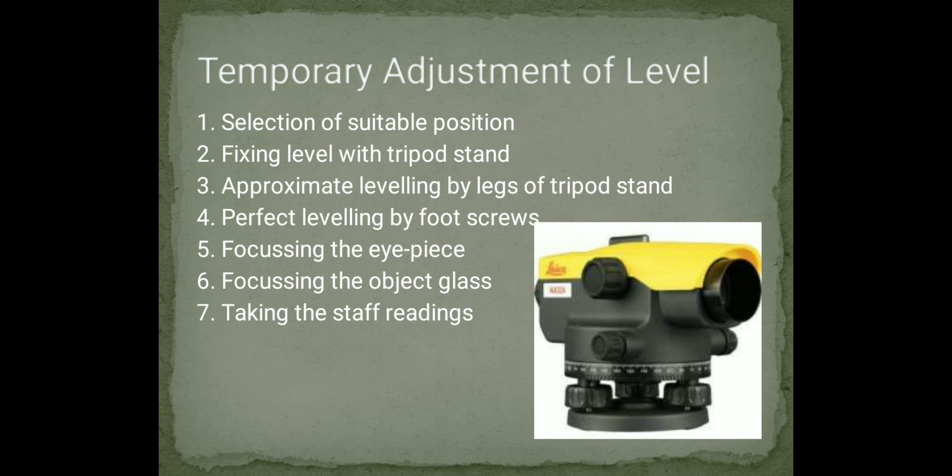What are the temporary adjustments of the level? First, we should select a suitable position. Then, fixing the level with the tripod stand. Next, approximate leveling by the legs of the tripod stand. After that, perfect leveling by the foot screws. Then, focusing the eyepiece and object glass. And finally, taking the staff readings.